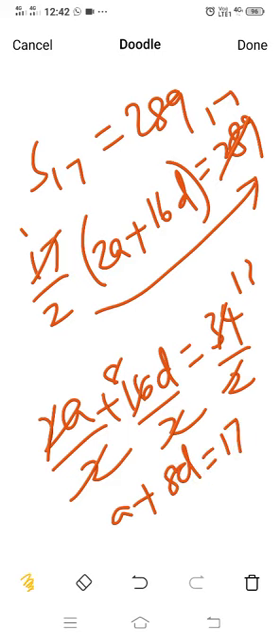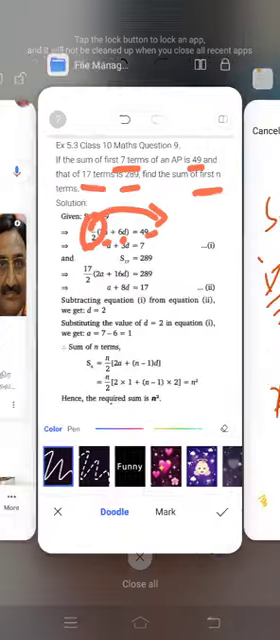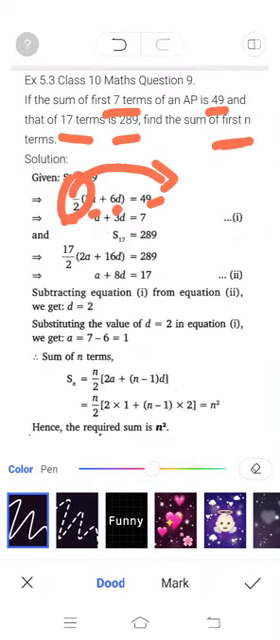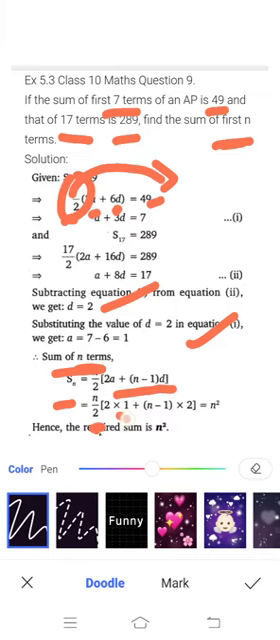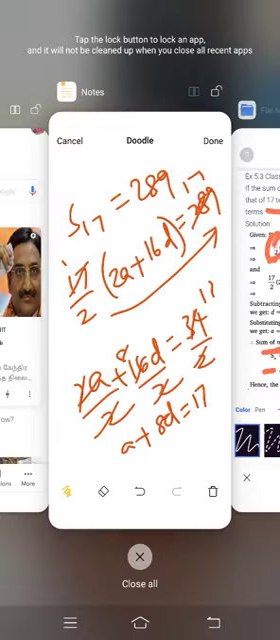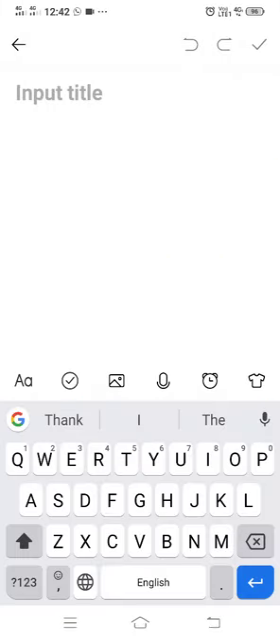When you solve that using the elimination method, you will get the d value as 2 and the a value as 1. Then the sum of n terms, so Sn, we have to find out. The Sn formula is n by 2 into 2a plus n minus 1 into d. They are asking you to find the sum of n terms, so you keep n as n itself. So n by 2 into the a value that you apply and the d value that you apply. So now let me apply. Just see how I am applying.